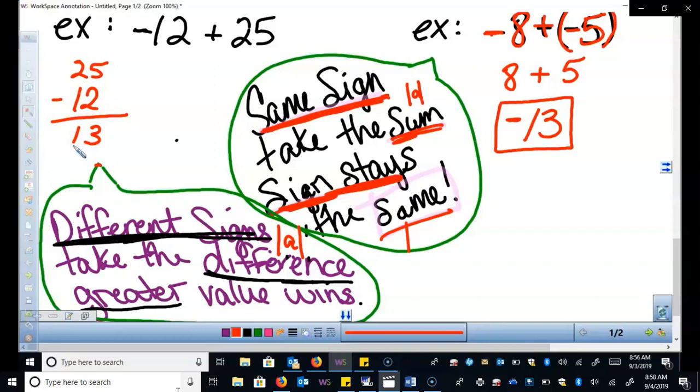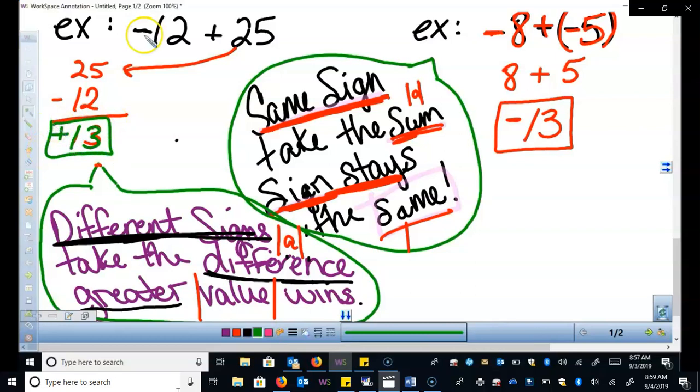Okay. Now we took the difference. We have to ask ourselves which one had the greater absolute value. So when we say value in this case, we're talking about absolute value. And it was the 25. That's why it went on top when we subtracted to find the difference. 25 is a positive, so our answer is a positive.